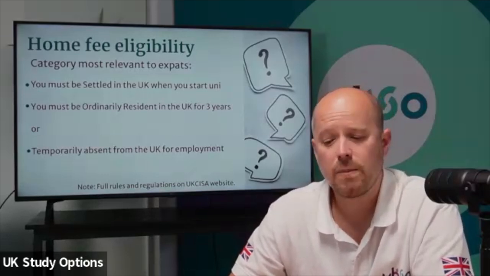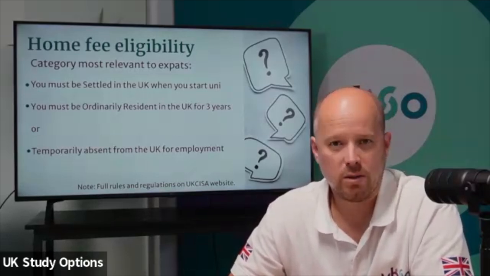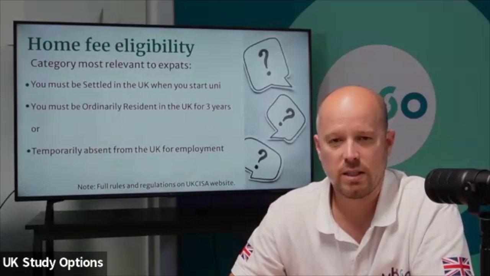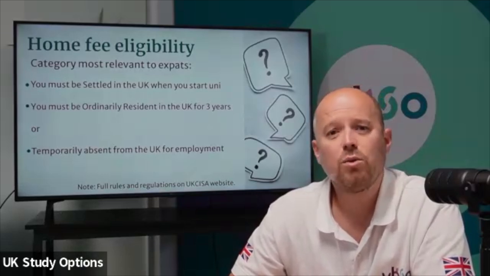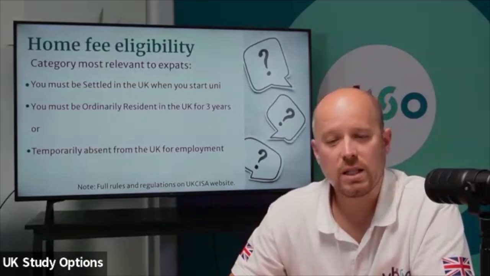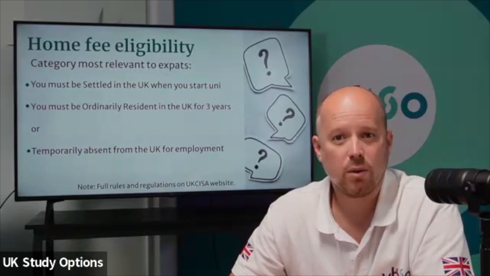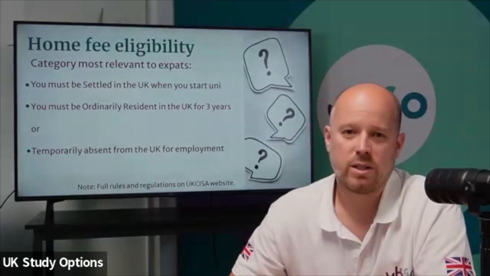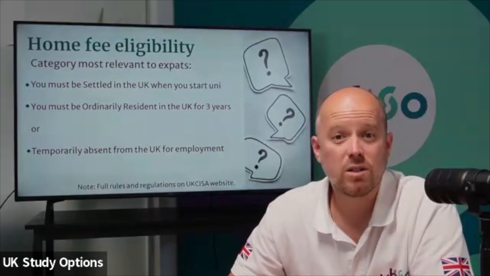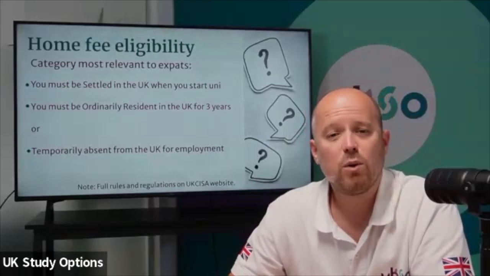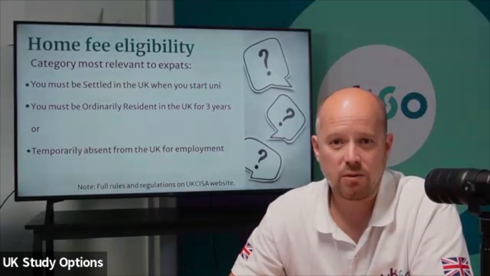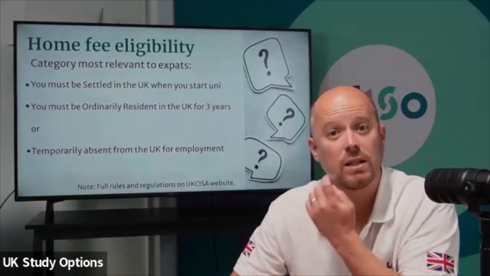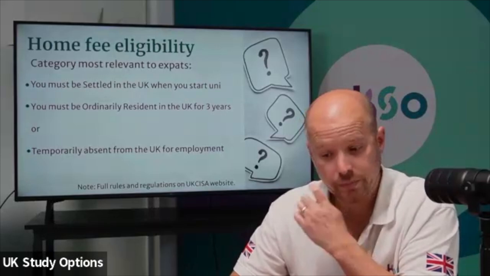So firstly, you must be settled in the UK when you start your university degree. Additionally, you must be ordinarily resident in the UK for that 3-year period before the start of university. Or if you're not ordinarily resident, there are provisions that say you still get home fees if you are only temporarily absent from the UK for some specific temporary employment.